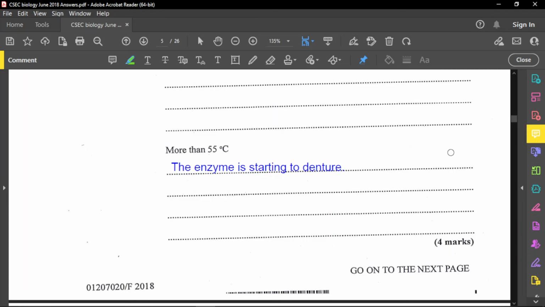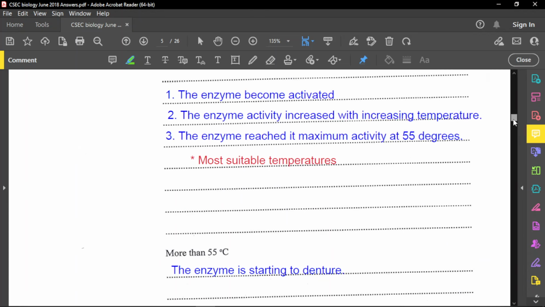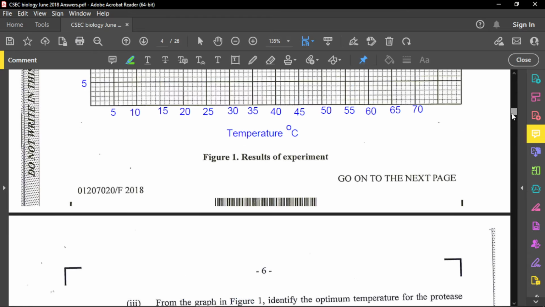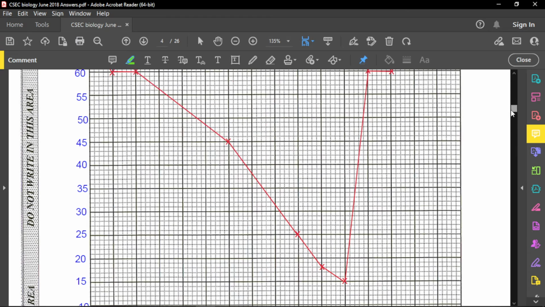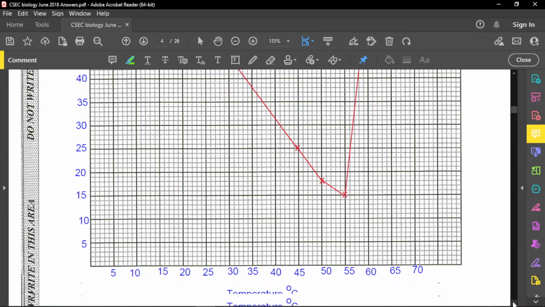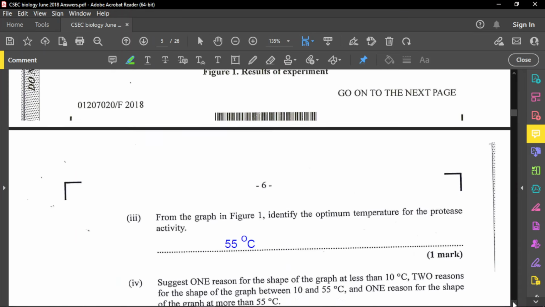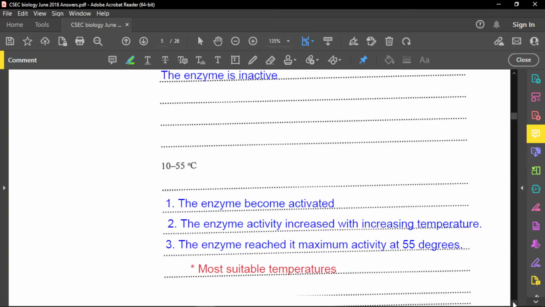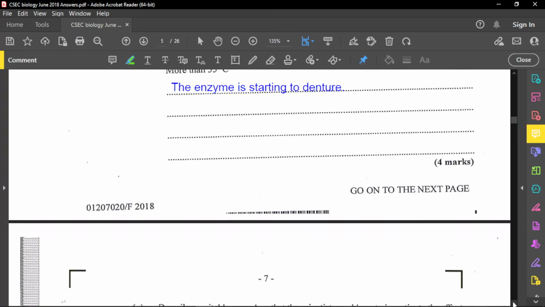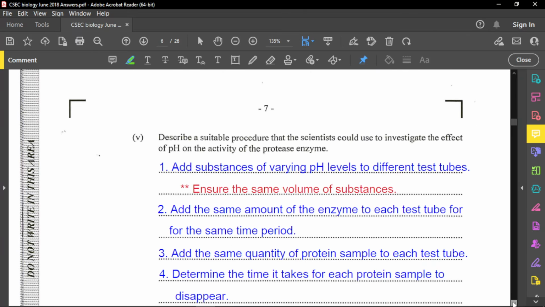And if you notice, if I go back to the graph or to the chart, you'd realize, let me just go back quickly. Here you can see that the time taken for the disappearance, after 55, which is right here, the time for disappearing of the protein starts to increase. So at that point, because the temperature is so high, the enzyme itself starts to denature. All right, and so let's go into part 5.